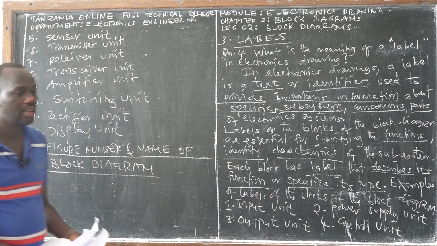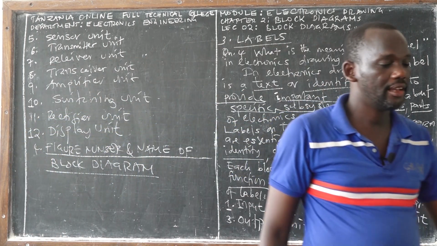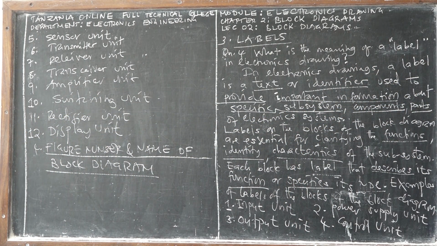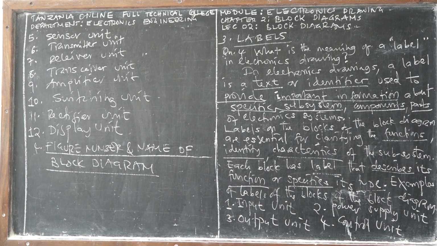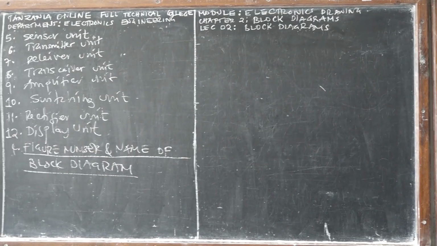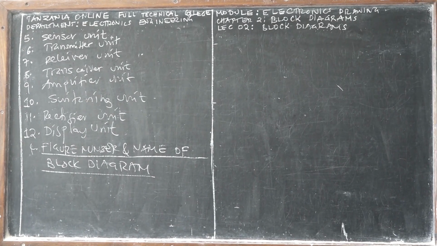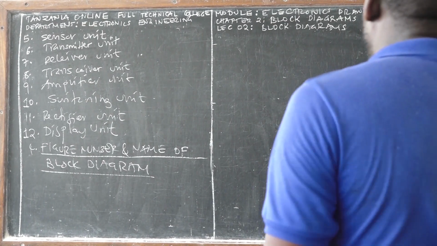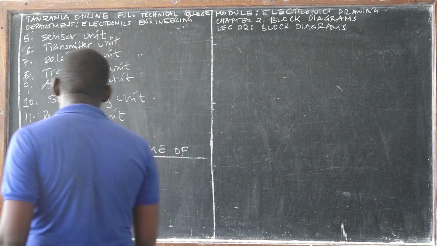Are we together? Yeah. Are we together? Yeah. Are we together or we are not together? Are you sure? We are together. Josh. Okay, say figure, number, and name of the block diagram.